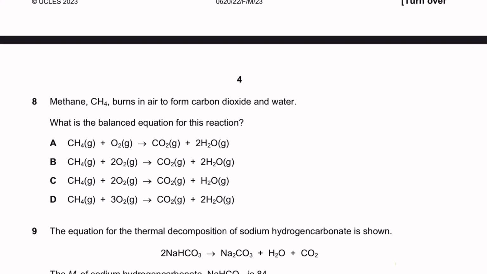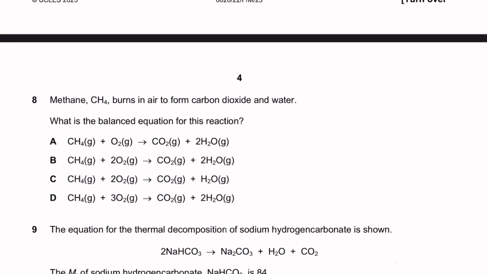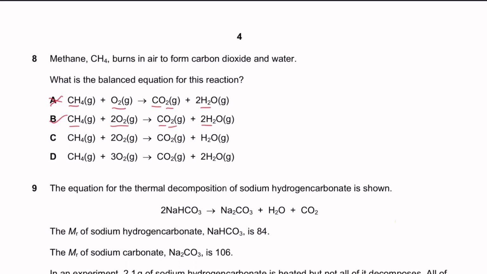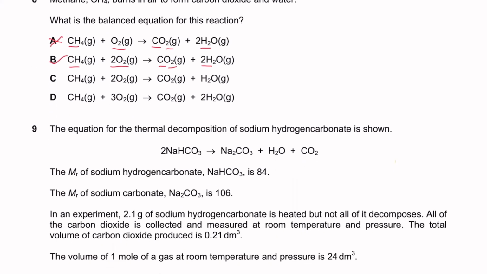Methane, CH4, burns in air to form carbon dioxide and water. What is the balanced equation for this reaction? So you just have to balance the chemical equation. There's 1 carbon and 1 carbon. There are 2 oxygen on the reactant side, and 4 oxygen on the product side, so it's not balanced. Here there's 1 carbon, 4 oxygen and 4 oxygen, so it is balanced. And you can also see the hydrogen is balanced. So B is correct. So the correct answer of 8 is B.